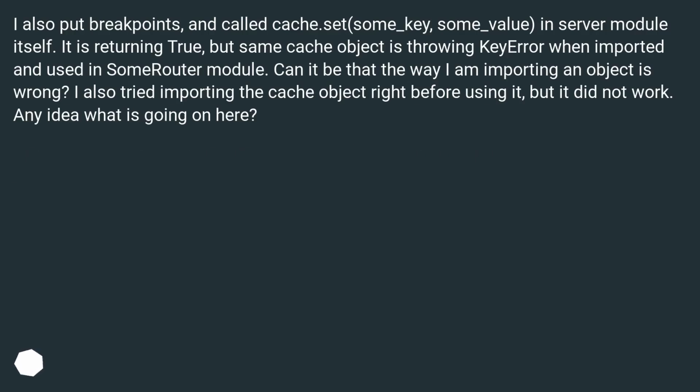I also put breakpoints, and called cache.set(some_key, some_value) in the server module itself. It is returning true, but the same cache object is throwing KeyError when imported and used in the SummerRouter module. Can it be that the way I am importing an object is wrong? I also tried importing the cache object right before using it, but it did not work. Any idea what is going on here?